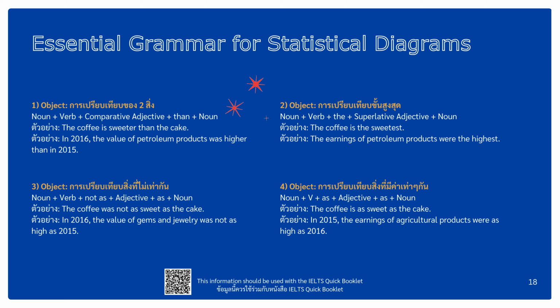Finally, in number 4, comparing equal things. You would need to use the sentence pattern, noun plus verb plus adjective plus as plus noun. For example, in 2015, the earnings of agricultural products were as high as in 2016. This structure compares two things that are equal or similar in value. Remember, these sentence patterns are perfect for comparing data in statistical diagrams. However, for process diagrams, these structures are not necessary. Instead, focus on describing the steps or stages of the process clearly and logically.